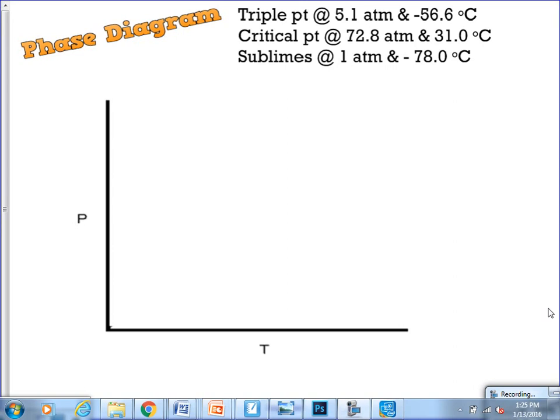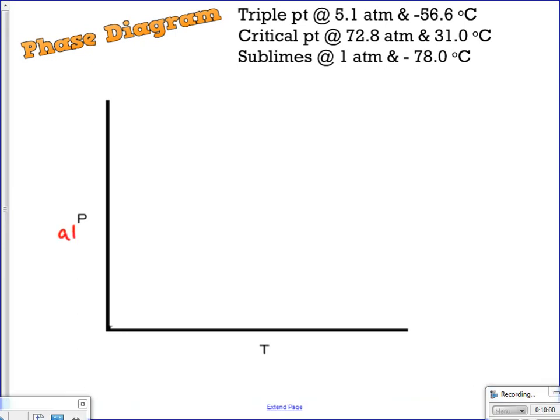Phase diagram. All right, so the pressure here is in ATM, temperature is in Celsius. I want to make different points here. So you've got to understand what you're trying to draw, and you've got to understand that sometimes it's not going to be to scale.